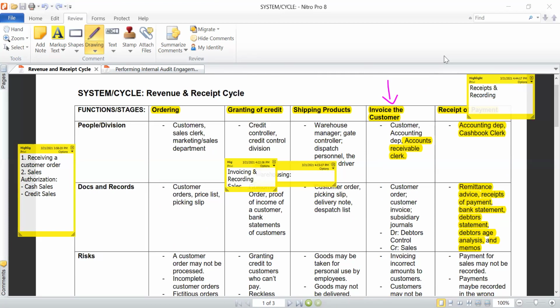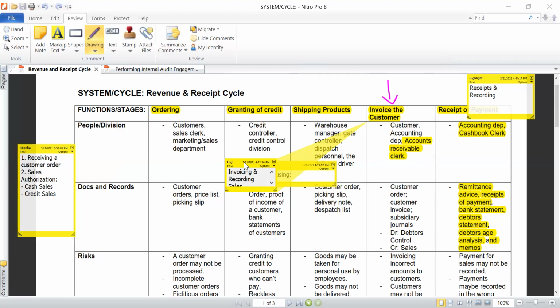Sorry, can you please repeat the part on the documents, records and receipts of, what is it? Receipts and sales recording. Receipts of payment. Or under receipts of payment, this one? Because I think I missed out on the debtors' age analysis. The debtors' age analysis.